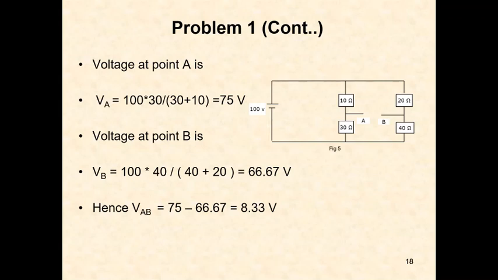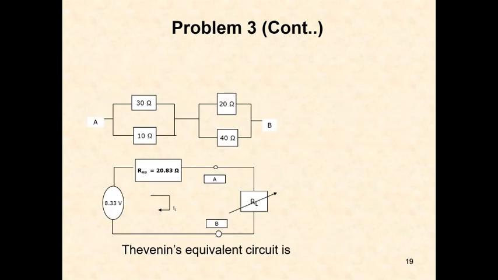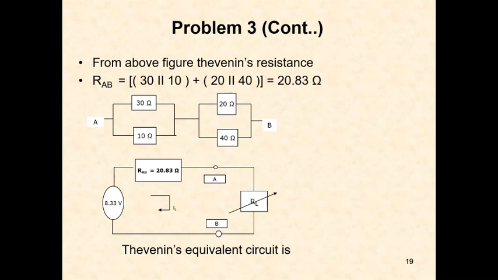Now we have to find out the Thevenin's resistance. For the Thevenin's resistance, the voltage source is short circuited, so 30 and 10 are in parallel, and 20 and 40 are in parallel. From this we can find: 30 in parallel with 10, plus 20 in parallel with 40, is equal to 20.83 ohms.